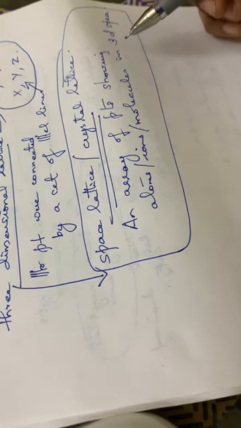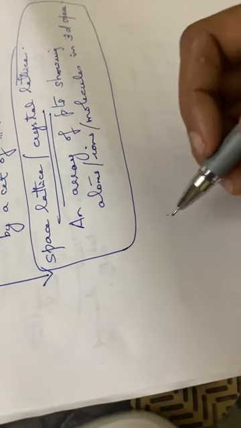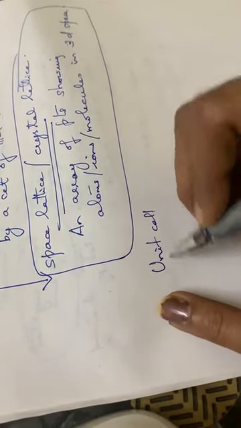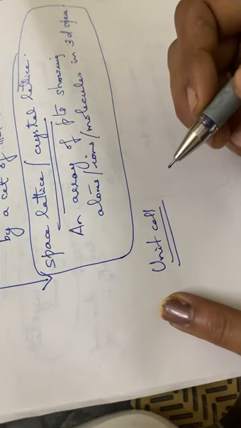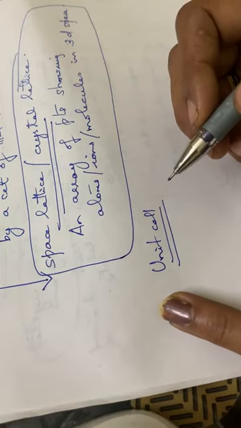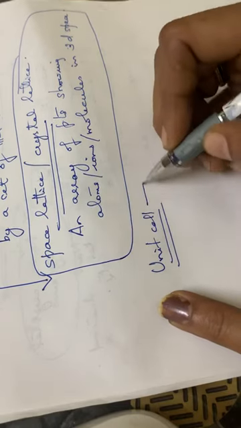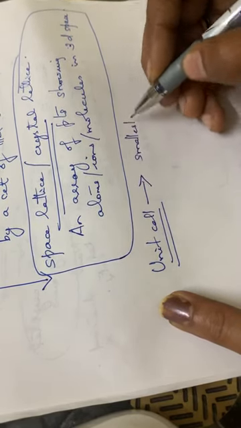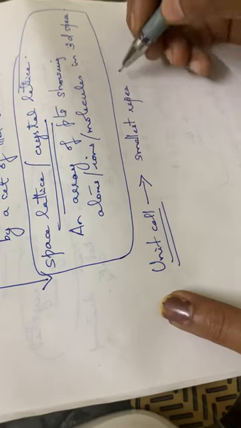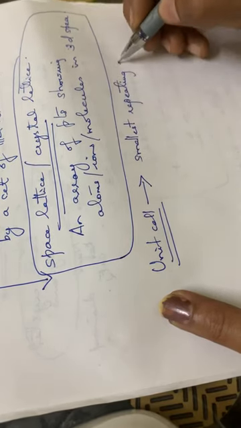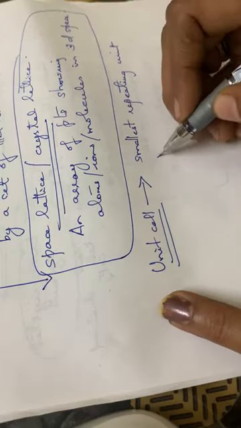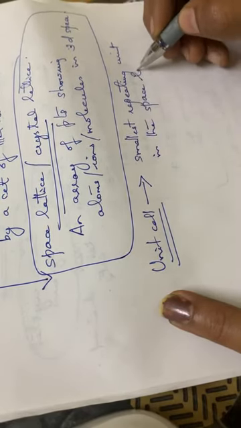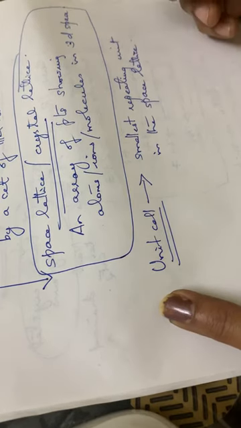And also, see, this three-dimensional lattice is built up of unit cells. Okay, three-dimensional lattices are made up of unit cells. So we can say that this unit cell is the smallest repeating unit. Unit cell, it will be the smallest repeating unit in the space lattice.